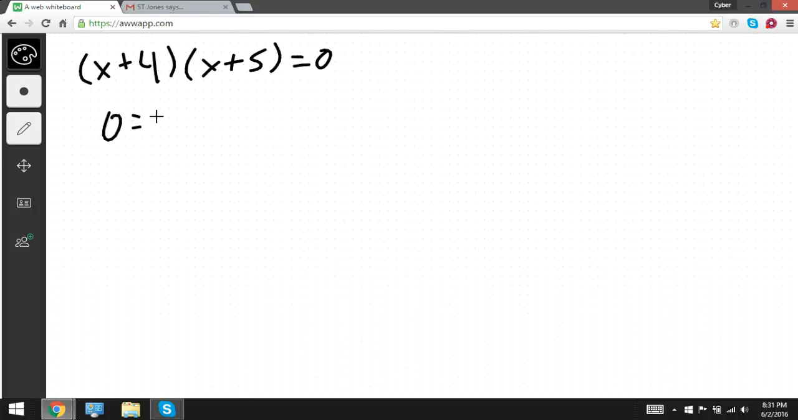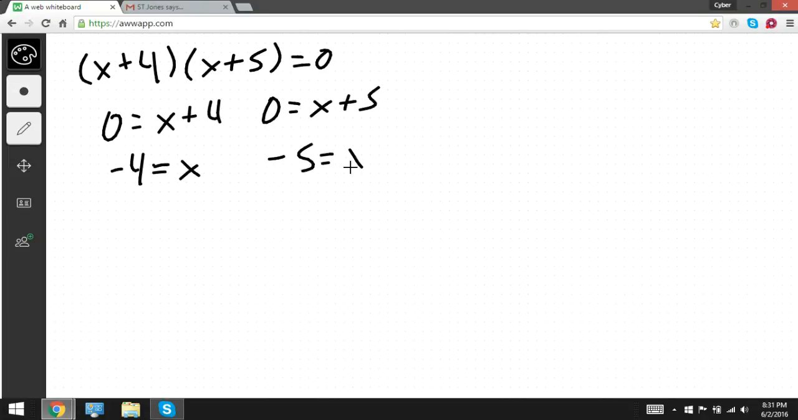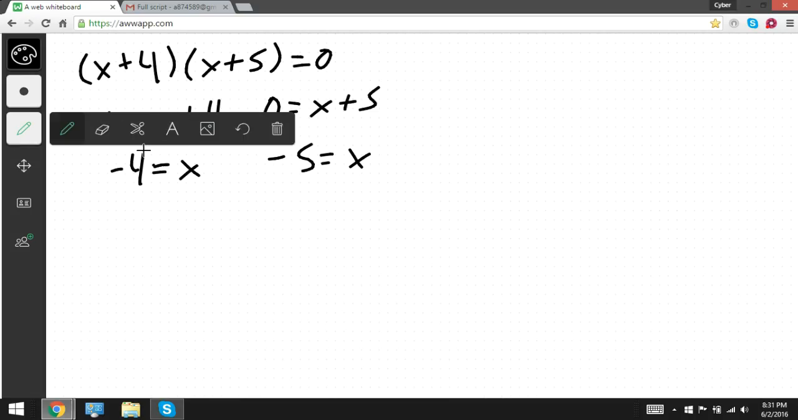Now, to solve for what x is, we just set 0 to equal what's inside one of the parentheses and then what's inside the other. And we just solve these two equations that we have, and they're linear. Really easy. Negative 4 equals x is one of our solutions, and negative 5 equals x is the other solution. So negative 4 and negative 5 are our answers.